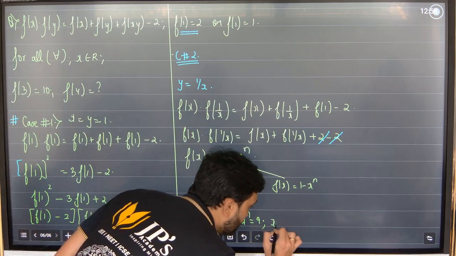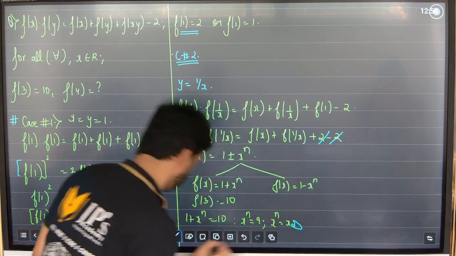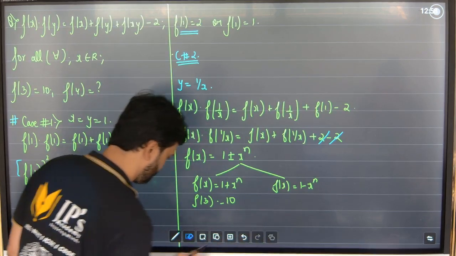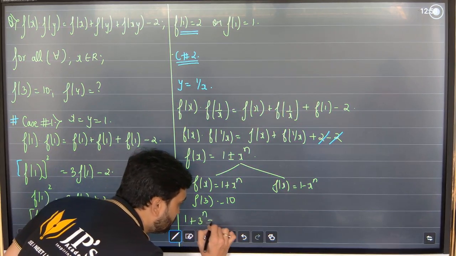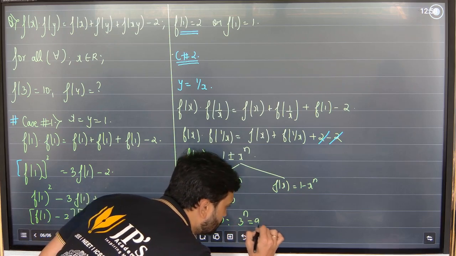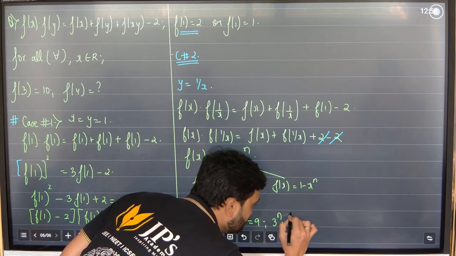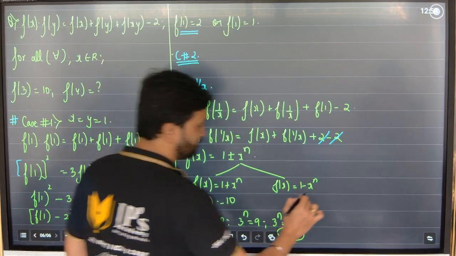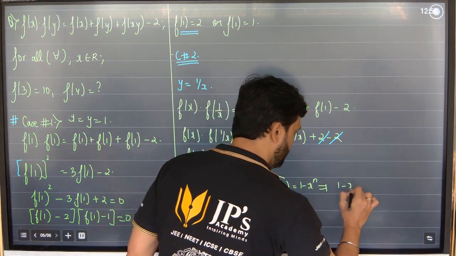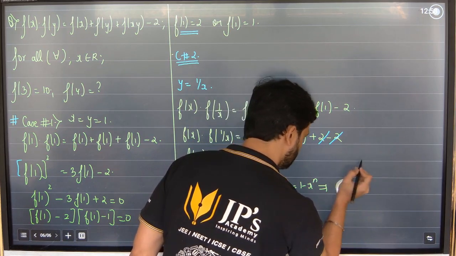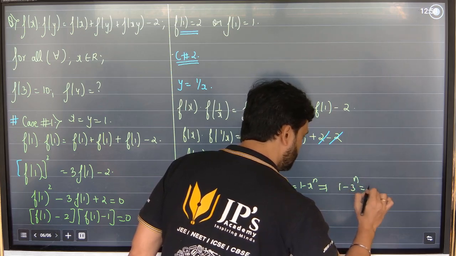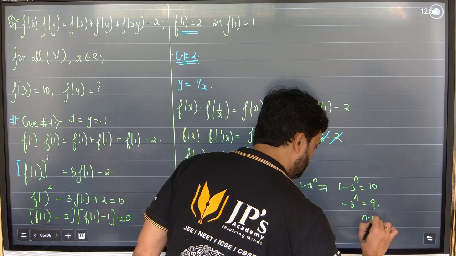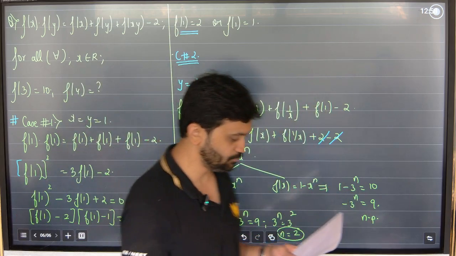So therefore, 1 plus 3 raised to n is equal to 10. Sorry. Therefore, 3 raised to n is equal to 9. Therefore, 3 raised to n is equal to 3 square. N is equal to 2. Let's check here. 1 minus x raised to n is equal to 10, so 1 minus 3 raised to n is equal to 10, minus 3 raised to n is equal to 9. This is not possible. Now I have got n's value as 2.